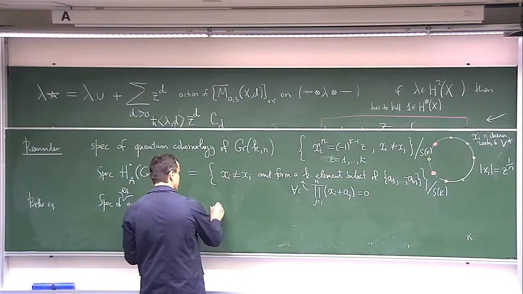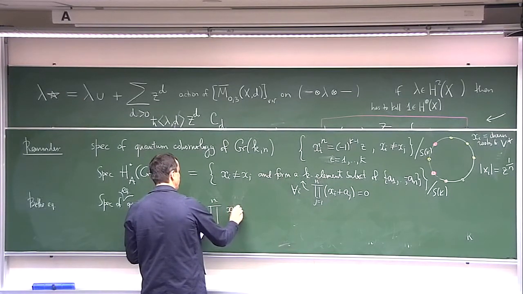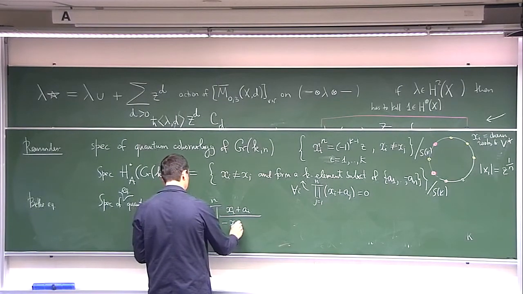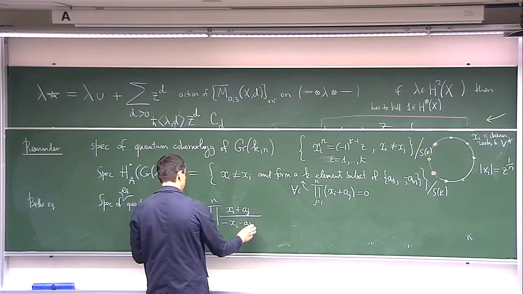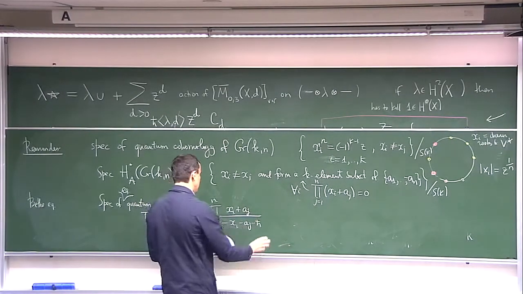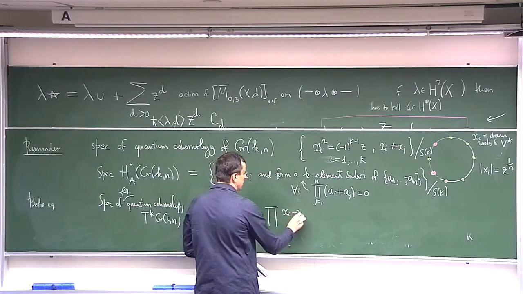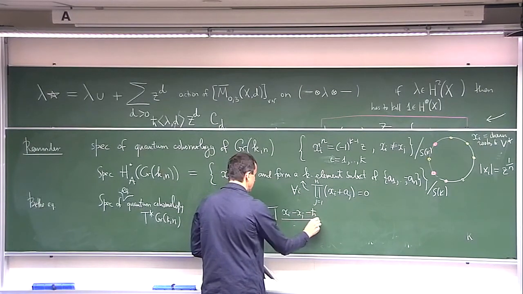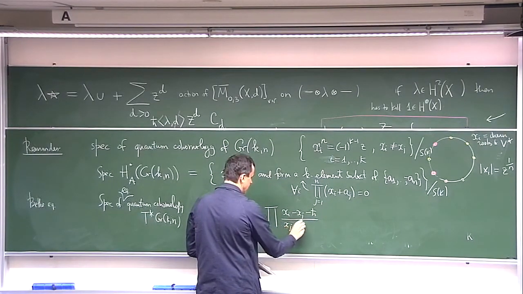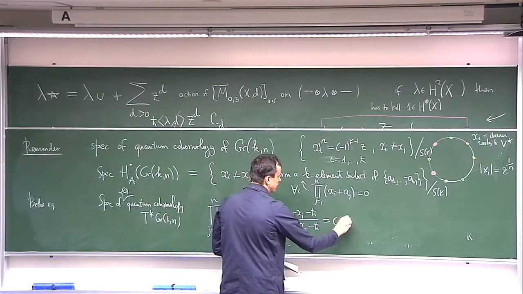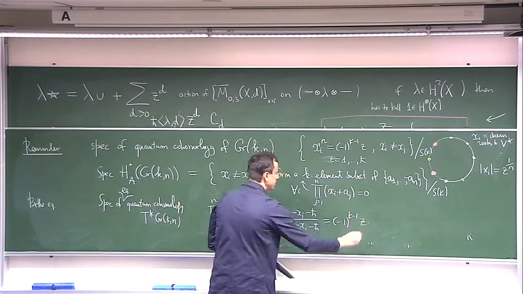So if I take the product over j from 1 to n, take this like before, x_i, well, maybe I'll divide x_i minus a_j minus h bar, then the product x_i minus a_j minus h bar. This is equal to 1 minus (-1) to the n times z.